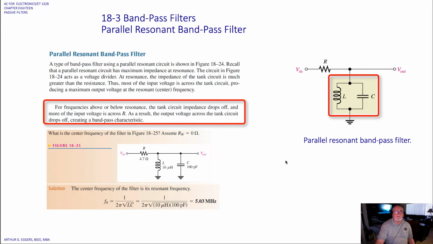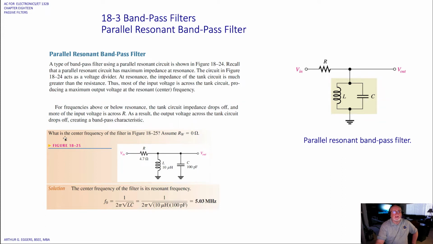For frequencies above and below resonance, the tank circuit impedance drops off and more of the input voltage is across the resistor R. As a result, the output voltage across the tank circuit drops off, creating the bandpass characteristic.